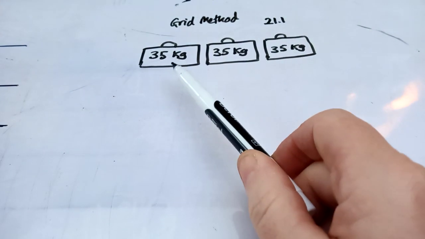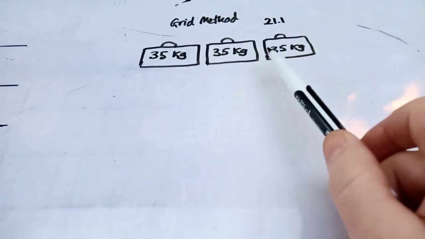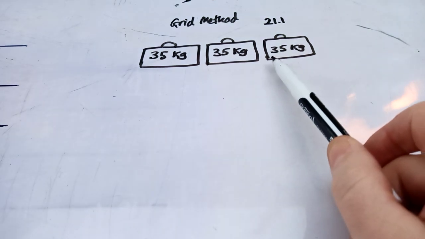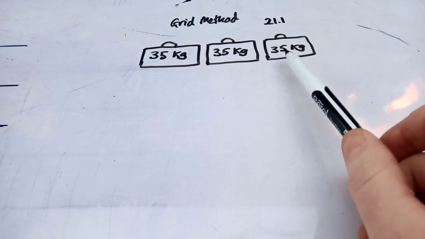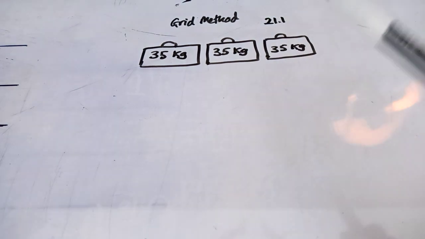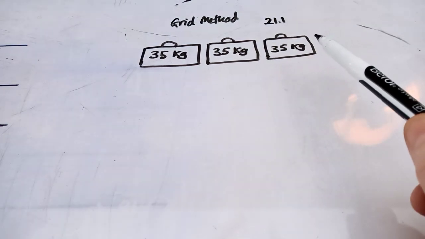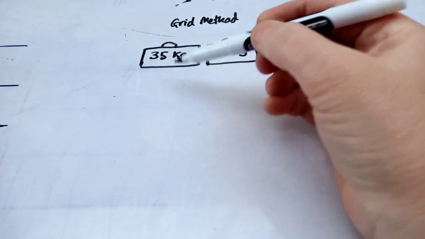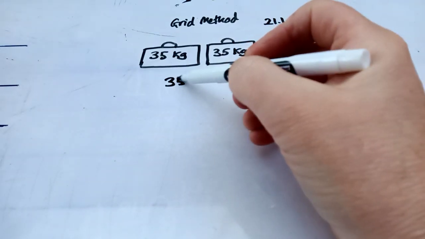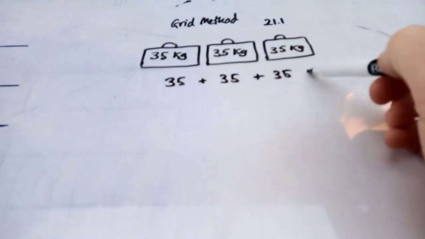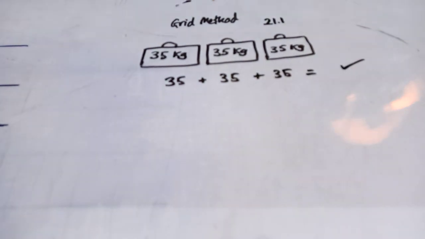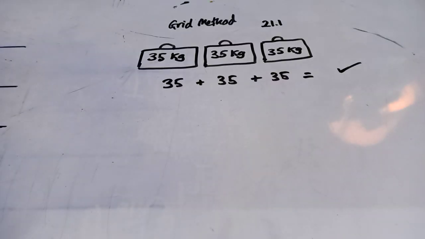Okay, now we've got a problem to start with. I've got 3 suitcases, and each suitcase weighs 35 kilograms, quite heavy. What calculation can you see there? Could we use repeated addition? Yes, we could. Or could we use multiplication? Is it a quicker, more efficient way?